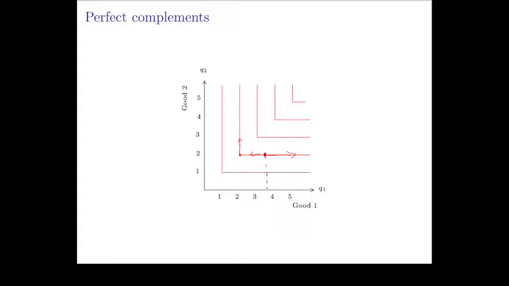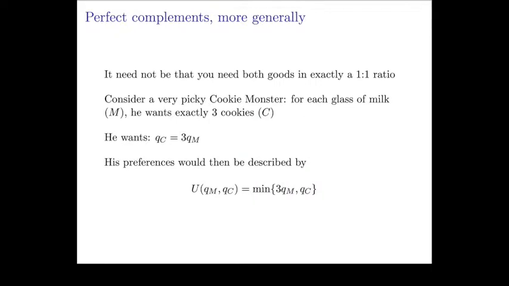Again, more generally, we could formulate perfect complements not to be in these 1-to-1 ratios. So let's consider a very picky version of the Cookie Monster who says, I have to have 1 glass of milk and 3 cookies in exactly that ratio all the time. So he always wants to consume these bundles that comprise 3 cookies for every glass of milk. So he wants to consume a bundle where the quantity of cookies equals 3 times the quantity of milk. In this case, his preferences would be described by a utility function of the form minimum of 3 times the quantity of milk or the quantity of cookies.